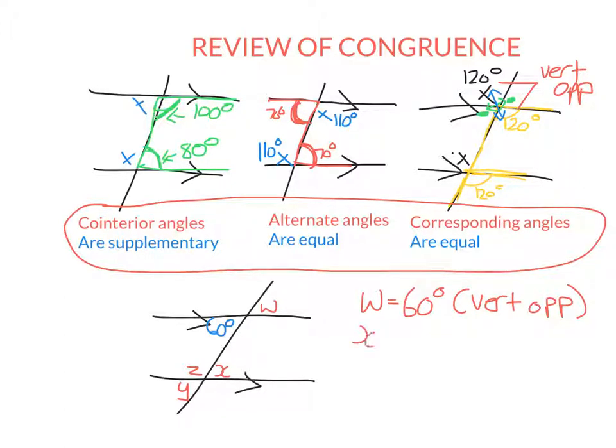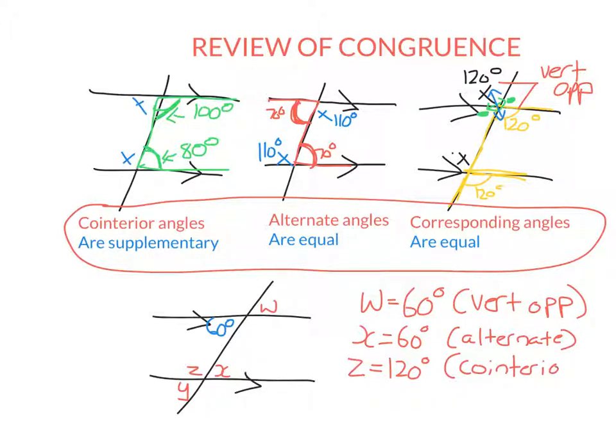So X is also 60 degrees because it is alternate to that blue angle there. They make a Z shape. Z is the one I'll do next, and it is co-interior. So remember, co-interior angles are not equal, they add to 180. So for Z, you're like, what number do I have to add to 60 to get to 180? And that's 120. So Z is 120 degrees because it's co-interior.